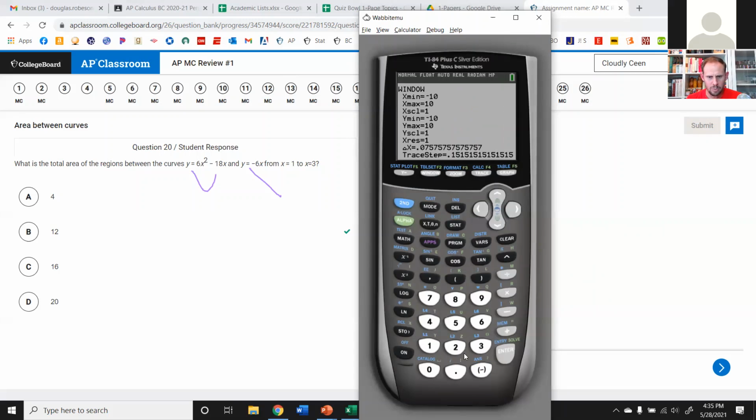All right, well, let's change the window a little bit. So we only need to go from 1 to 3. So let's go just from 0 to 4, a little bit past it on each end. And we definitely need to go down farther, negative 20 maybe. We didn't need to go up any. All right, and now let's check it out.